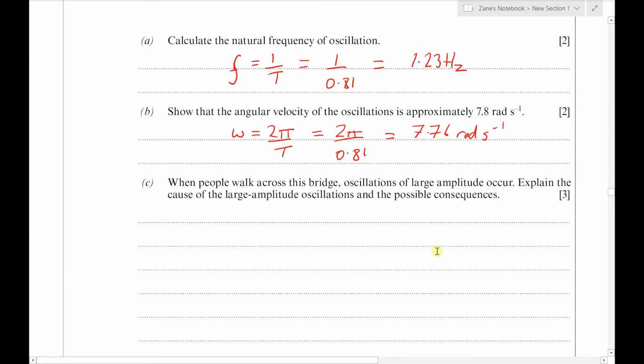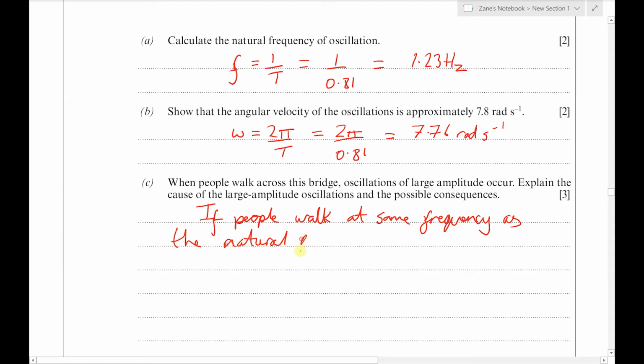Next it tells us when people walk across this bridge, oscillations of large amplitude can occur, and we've got to explain the cause of the large amplitude oscillations and their possible consequences. Well, this is basically resonance. So what will happen is, if people walk at the same frequency as the natural frequency, and that's the important bit, then resonance will occur.